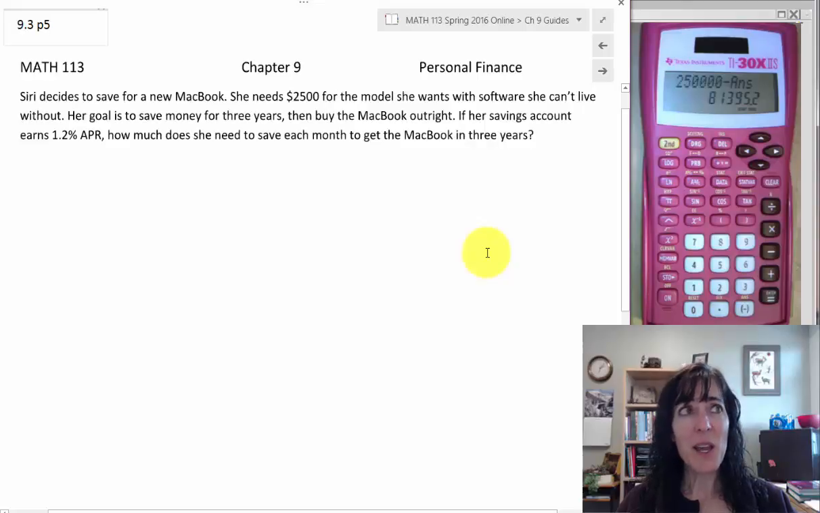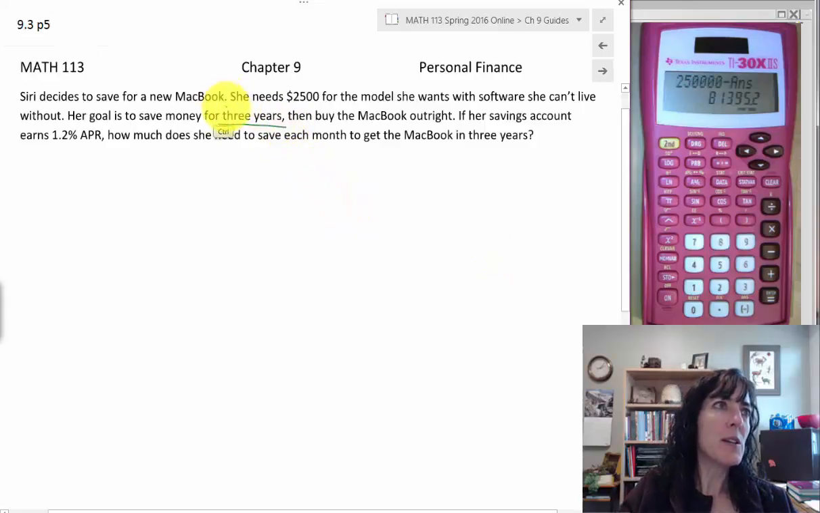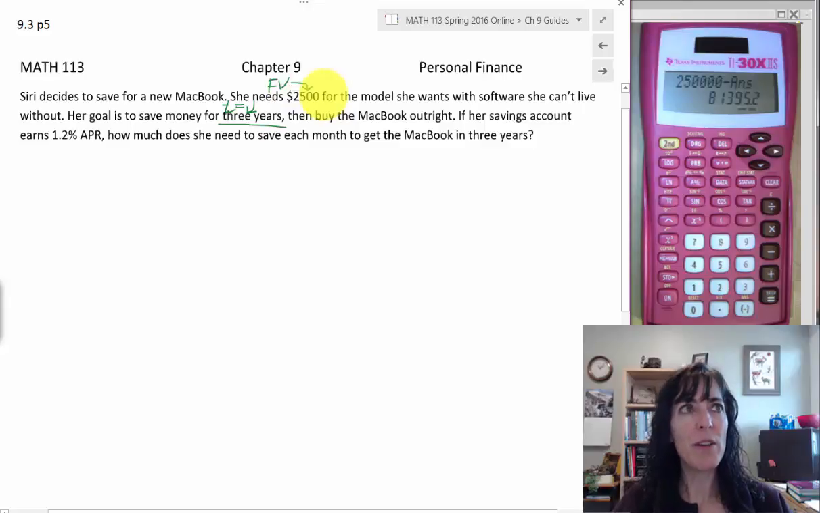Siri decides to save for a new MacBook. She needs $2,500 for the model she wants with software she just can't live without. Her goal is to save money for 3 years. That tells me that T equals 3, and she needs, that's her future value, $2,500.